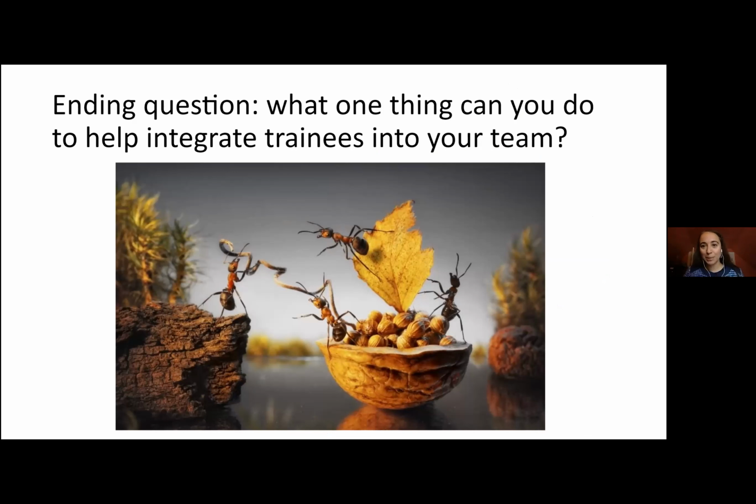Since we're not in person, I'm going to ask you to put it into the chat, put your email address, and then I will reach out to you in 3 or 4 months, maybe around June, and see how are you doing? Were you able to integrate trainees into your team with your proposal, with how you wanted to do it? So do feel free, if you'd like, to put that in the chat, and I'll make sure to reach out to you at the end.